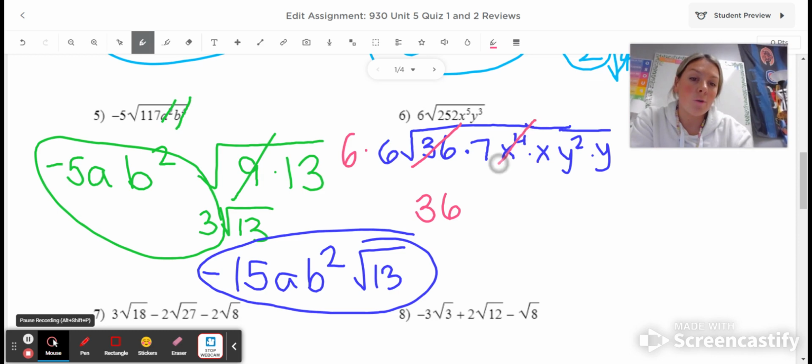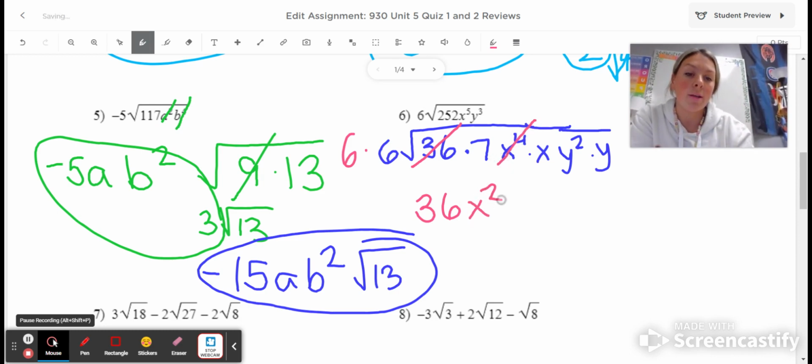X to the power of 4, we're going to divide the exponent by 2, so we'll have x squared. X does not have a partner, so it stays underneath. Y squared, we divide the exponent by 2, so we just have y, and then our last y underneath the radical stays. So everything that is left under the radical was 7xy.